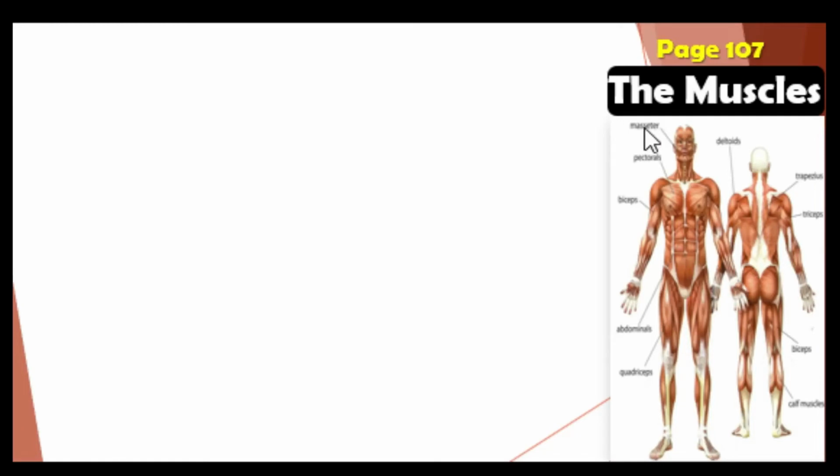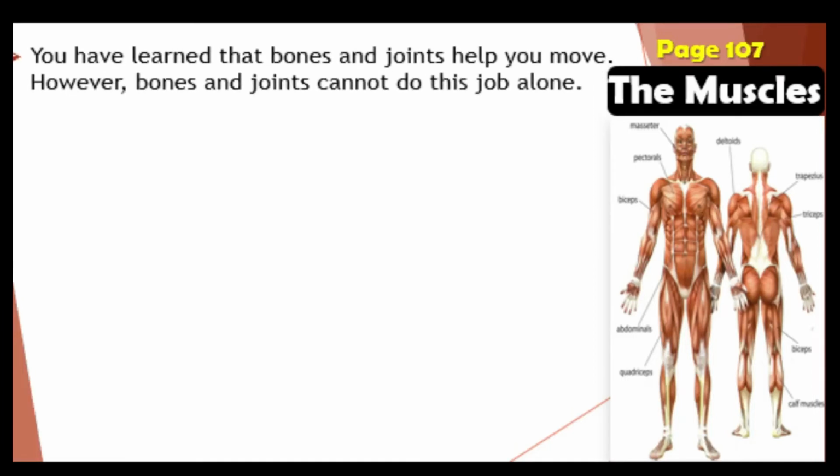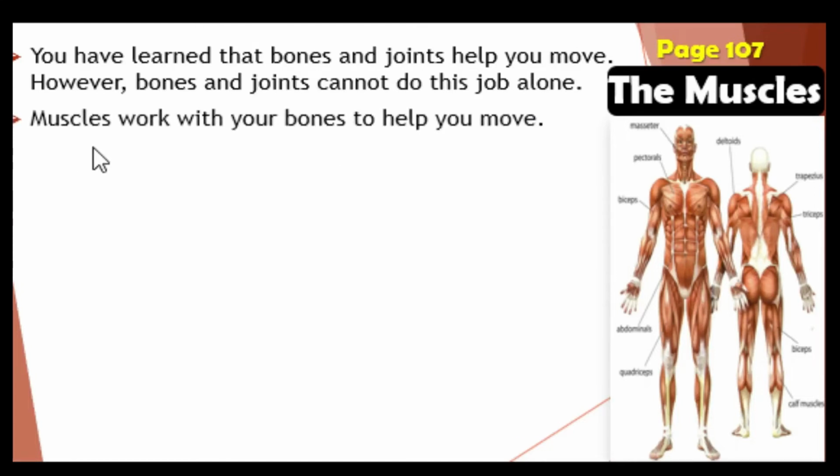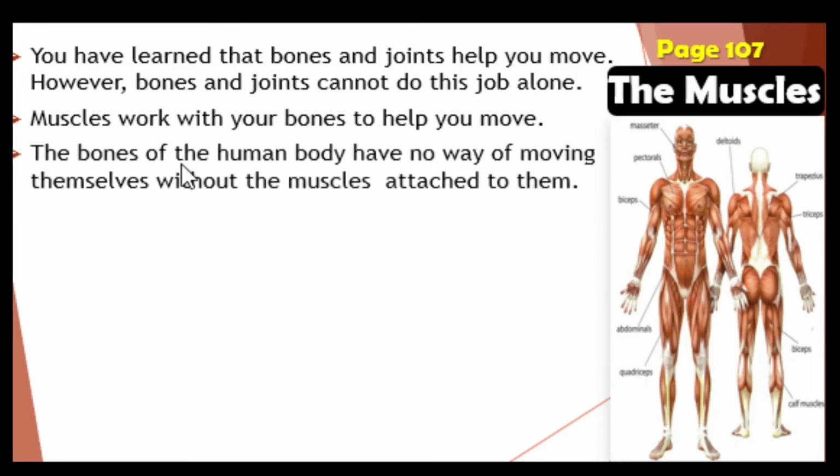Next, for this time, we will be learning about the human muscles. Human muscles can be found on your book, page 107. You have learned that bones and joints help you move. However, bones and joints cannot do this job alone. Muscles work with your bones to help you move. The bones of the human body have no way of moving themselves without the muscles attached to them.